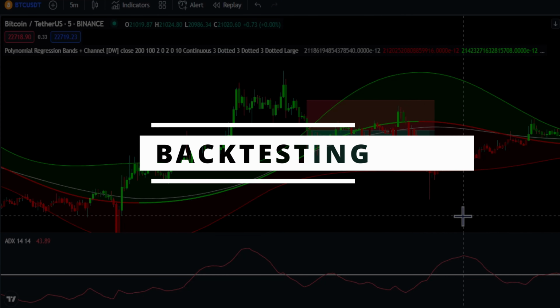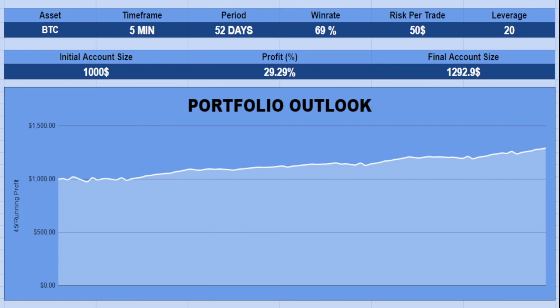Backtesting. I hope you understand the rules of this strategy. I backtested this strategy 100 times. Now, here are the results. I've tried the strategy on Bitcoin using a 5-minute time frame. The total trade range reached 52 days with a 69% win rate.